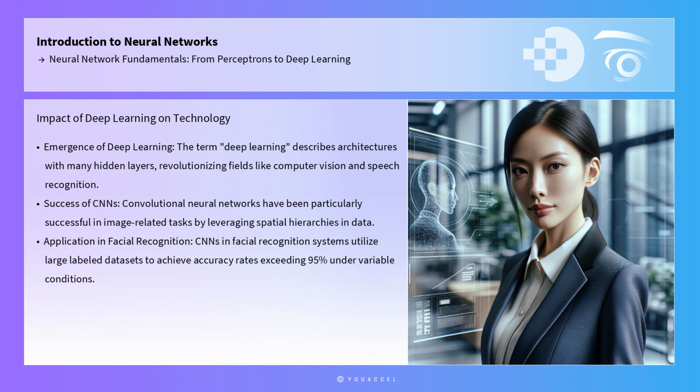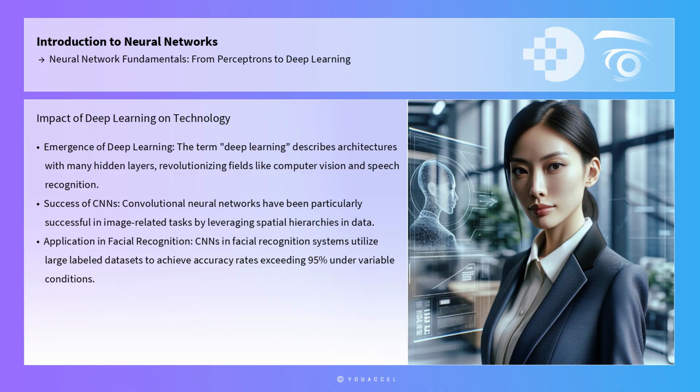As neural networks grew deeper, the term deep learning emerged to describe architectures with many hidden layers. Deep learning has revolutionized fields such as computer vision, natural language processing, and speech recognition by enabling the extraction of hierarchical features from raw data. Convolutional neural networks, a type of deep learning model, have been particularly successful in image-related tasks.